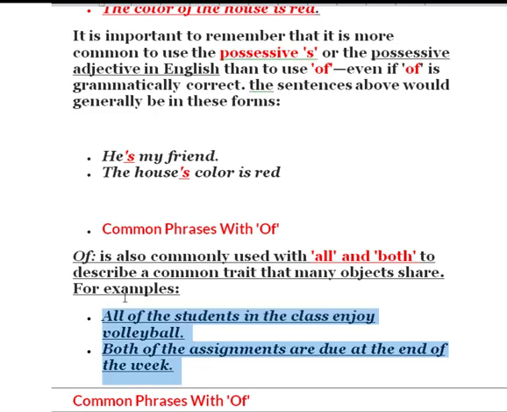We use all in the start of the sentence, and then we use both in the start of the sentence. It's about common phrases with of.